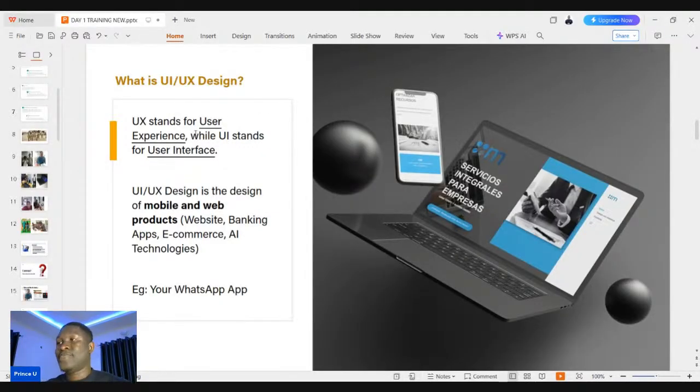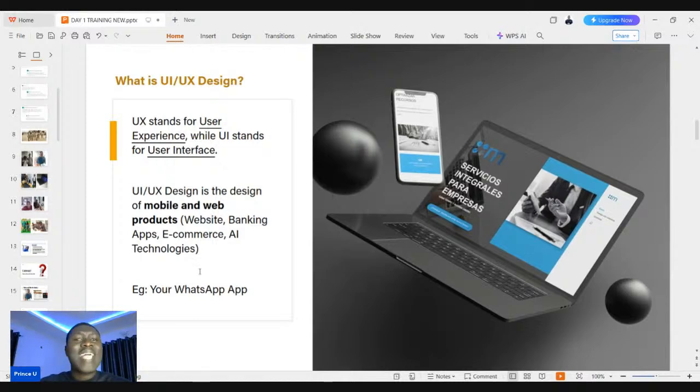Experience in the sense of how people use the product, whether they feel bad or feel good, how easy it is to use the product and all of that. So UI UX design, like I said, is the design of mobile and web products, e.g. websites, your banking app, your e-commerce app. All of you here know Temu, right?